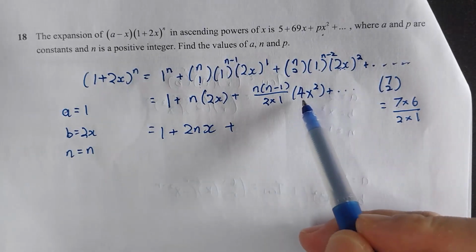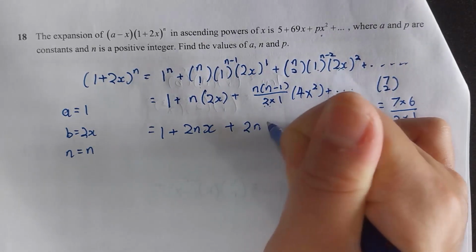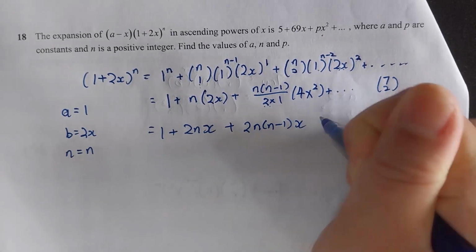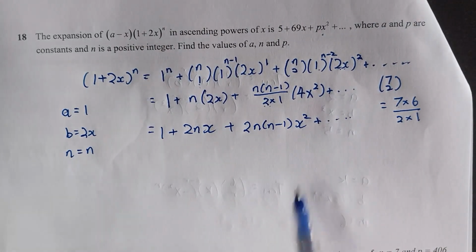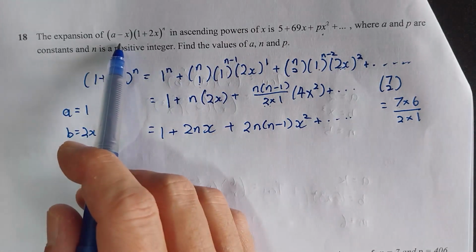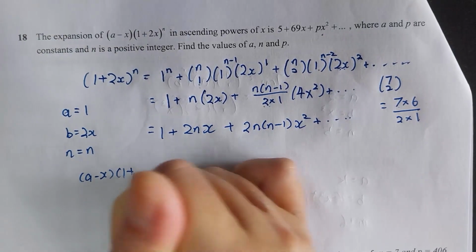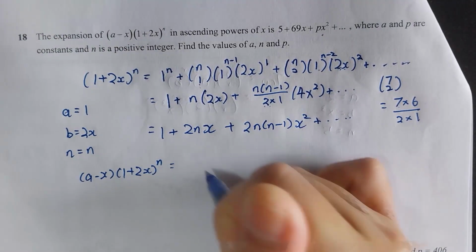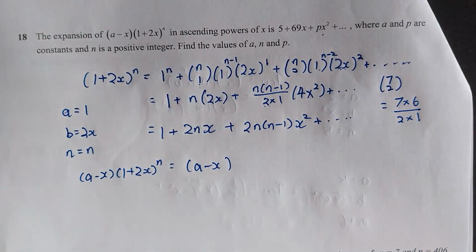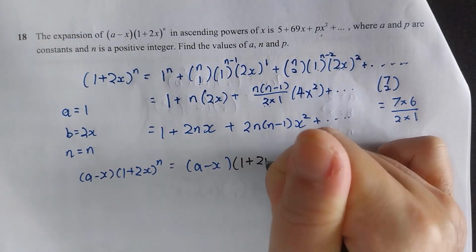Plus, so here we will have 4 over 2. So this will give us 2. So we will have 2n minus 1 x squared. So we will just stop simplifying at this point. And we are told to multiply these terms here with a minus x. So let's do that now. So a minus x multiplied by 1 plus 2x to the power of n is simply a minus x multiplied by these new terms that we have just expanded.